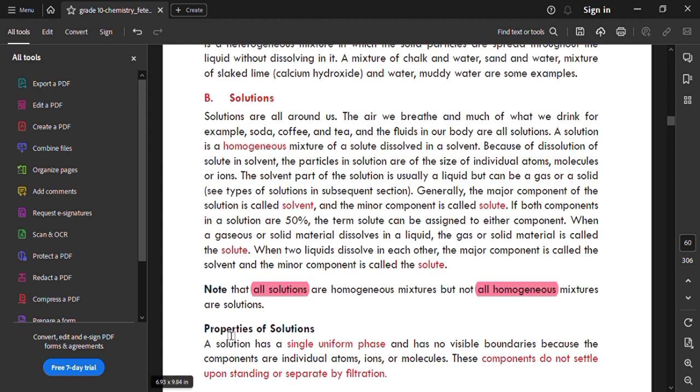And the other topic is properties of solutions. A solution has a single uniform phase and has no visible boundaries because the components are individual atoms, ions, or molecules. These components do not settle upon standing or separate by filtration.